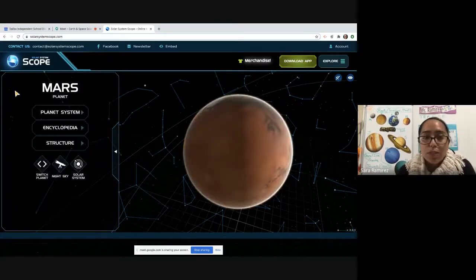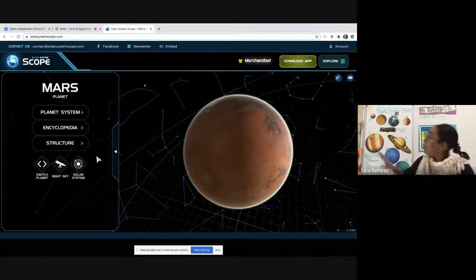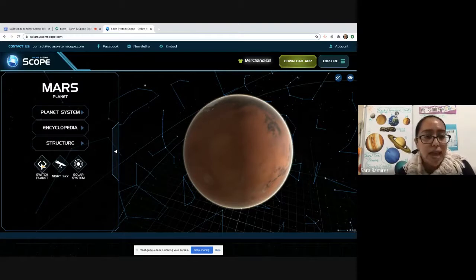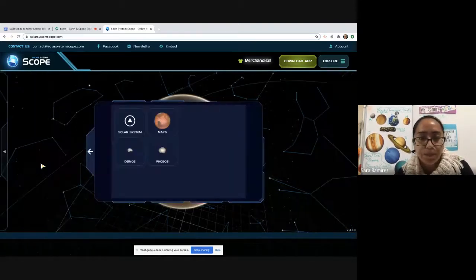So now we're going to start moving into our gas giants. And again, the thing that separates our line between the rocky planets and the gas giants would be that asteroid belt. So let's take a look at Jupiter.